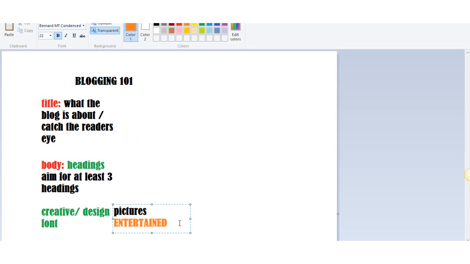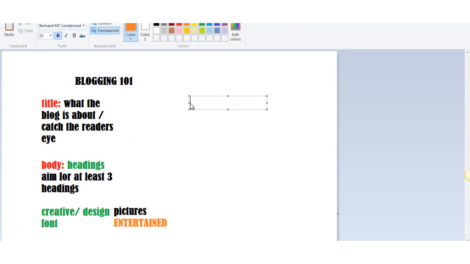If they're just seeing a whole bunch of black and white, and you are not a really good writer, you're not going to keep their attention with your words. You're going to have to find some other way to make sure they stay on that page. And that's where font comes in, colors come in, pictures come in. You just want to make sure that you keep their attention.